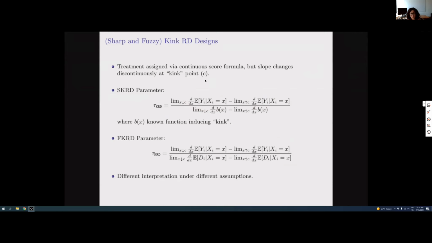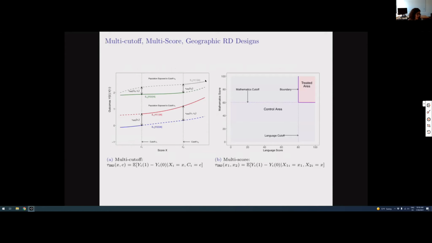And when you think about kink designs, they can be sharp with perfect compliance, or they can be fuzzy with imperfect compliance. And you can also think about them in terms of continuity-based or local randomization-based. So a lot of these taxonomy dimensions are cross-cutting. So you can have local randomization fuzzy or local randomization sharp. You can have a lot of intersections between these different categories.